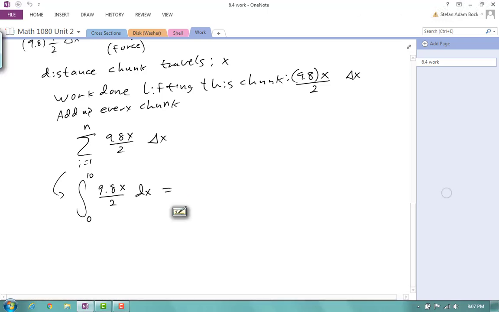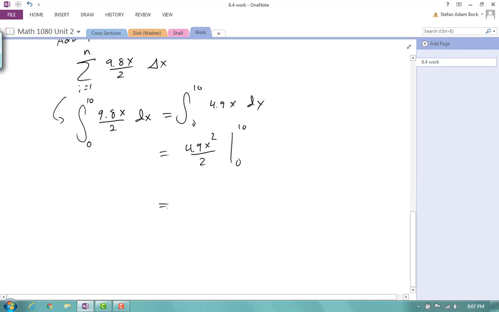But if I perform this integral, that turns into the integral from 0 to 10 of 4.9 times x dx, which is 4.9 x squared over 2 from 0 to 10, leaving me with a nice 490 divided by 2, or 245. But I should have units on this, right?